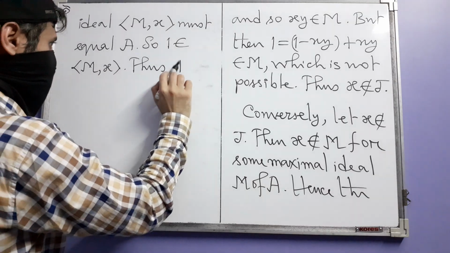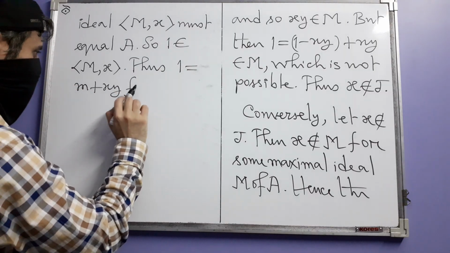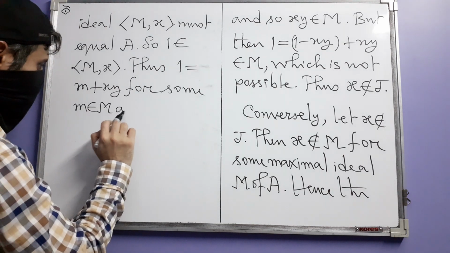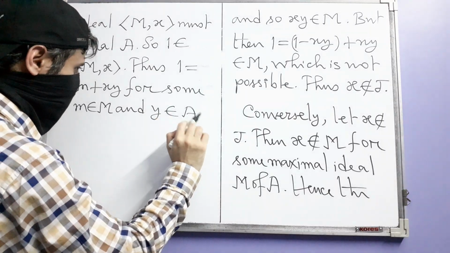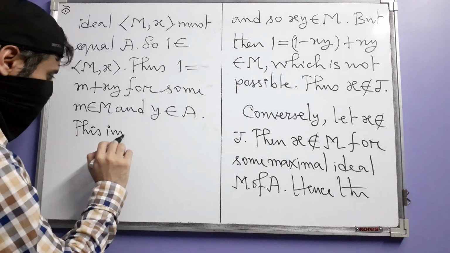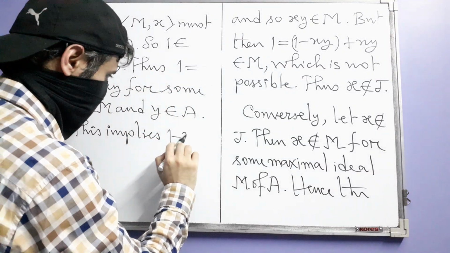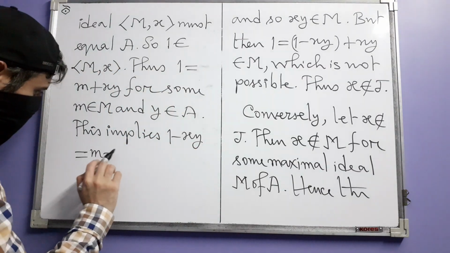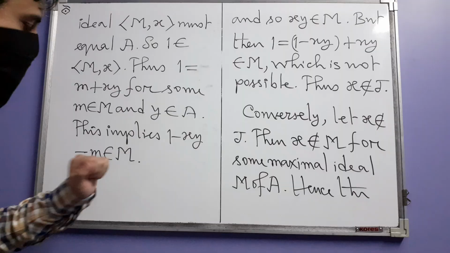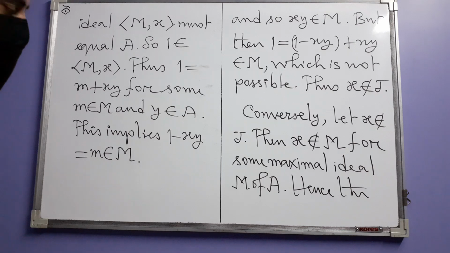Thus 1 is equal to some element m from M plus xy for some m in M and y in A. This implies 1 minus xy, which is m, belongs to M. So 1 minus xy is an element in this maximal ideal, so it cannot be a unit, because otherwise again M has to be equal to A, which is not true.